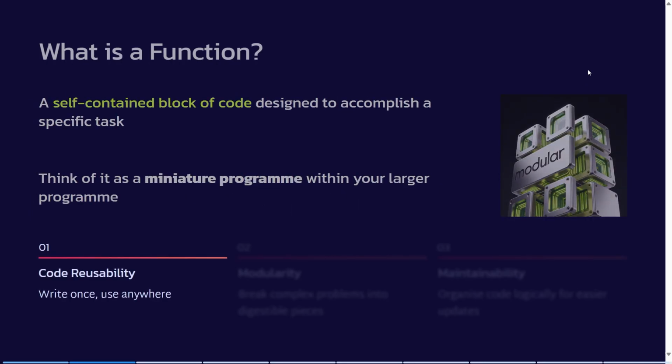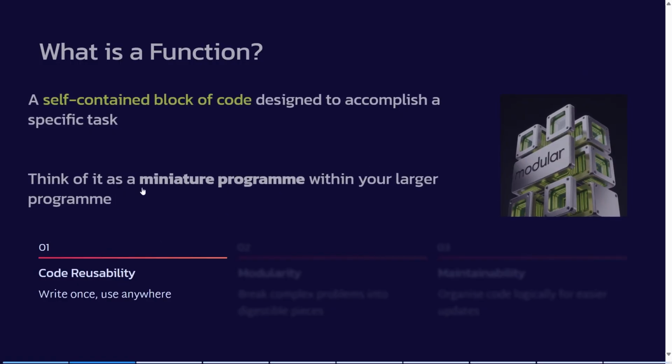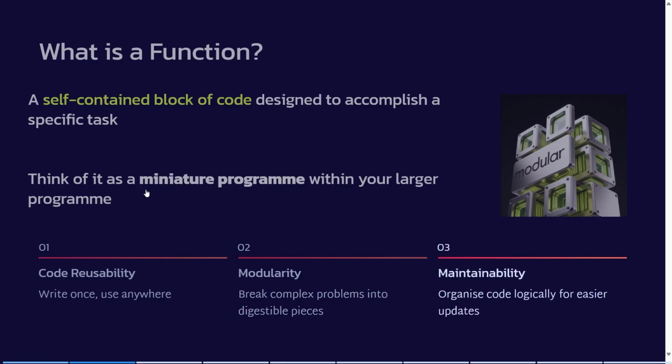So what is the advantage? Number one is code reusability. That means you write a piece of code only once and you can use it in any program that you wish. Number two is modularity. It helps in breaking down a very big program or problem into smaller pieces, which we call modules, so that you can work on different modules. And the third is maintainability. Since a bigger problem is divided into different modules, it is easy to organize code logically for easier updates.